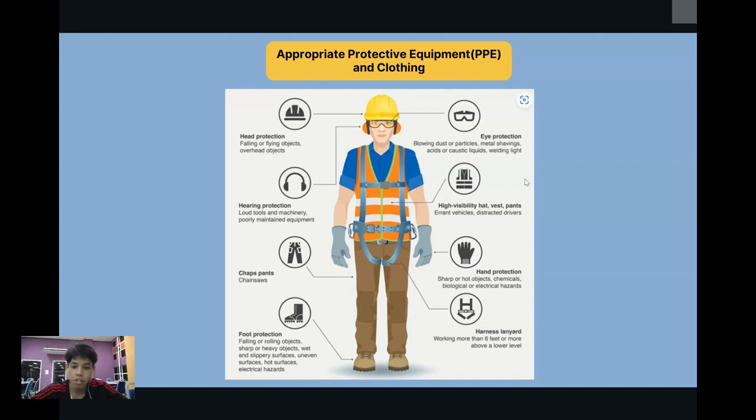Seven, hand protection: sharp or hot objects. Protect yourself from sharp or hot objects, chemicals, biological or electrical hazards. Last but not least, harness and lanyard.